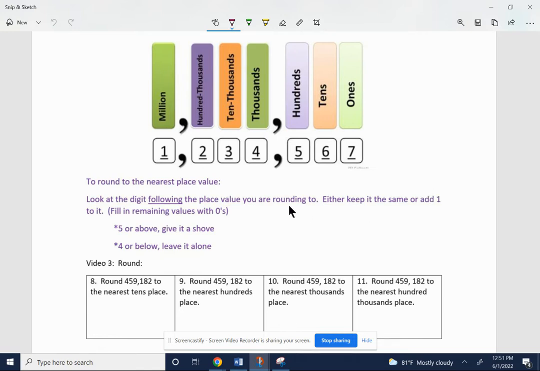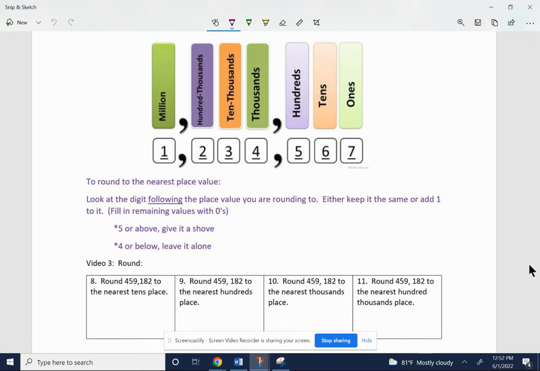When you round, you look at the digit after the place value that you're rounding to, and then you just look at the number and decide, is it 5 or above? If it's 5 or above, you move that number up 1. If it's 4 or below, you just leave it. Students taught me this last year. They must have learned it from their teachers. If it's 5 or above, give it a shove. 4 or below, leave it alone.